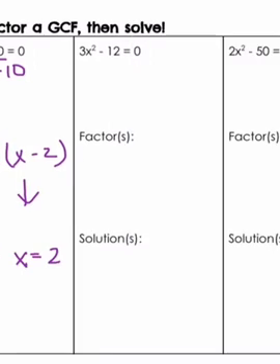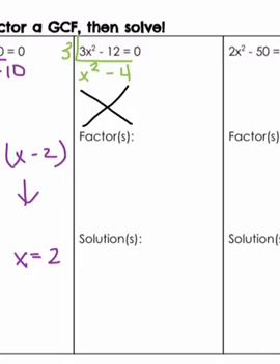Okay, we're going to look for that GCF again. And this one will have two terms, and that's okay. We can still do it. We'll divide them both by 3. So 3 divided by 3 is 1, which would just leave us with the x squared. And -12 divided by 3 is -4.